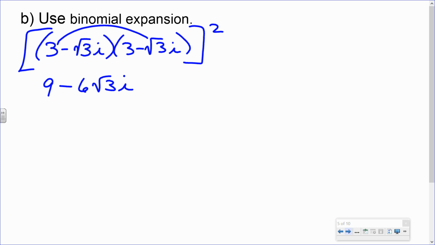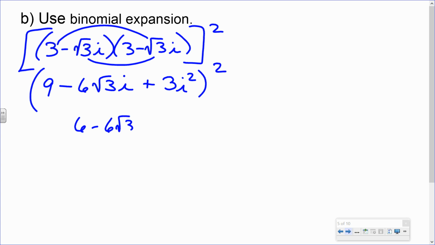Did I get that part right? And then last times last, minus minus is plus. Root 3 is a regular 3, i squared. But i squared is how much? So that's really a minus 3, so that's really a 9 minus 3, which is 6 minus 6 root 3i. And then I have to multiply that by itself again.